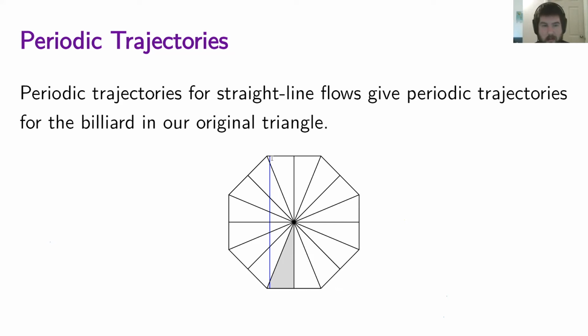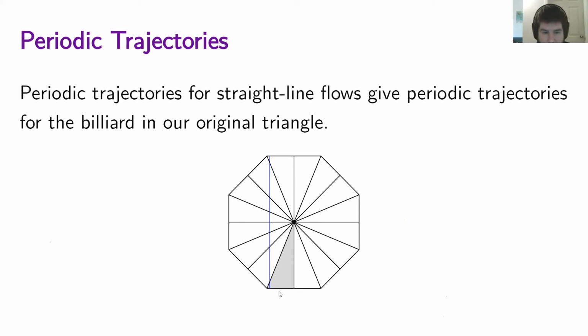Now here's where this amazing thing happens. The octagon came from unfolding a triangle that we were interested in. We wanted to know about periodic billiard trajectories in that triangle. So we unfolded it. We got an octagon. Now we're looking at this other dynamics, the straight line dynamics on the octagon. We found a periodic trajectory for the straight line dynamics on the octagon. We can now fold everything up again. And it turns out that what we're going to get is the following.